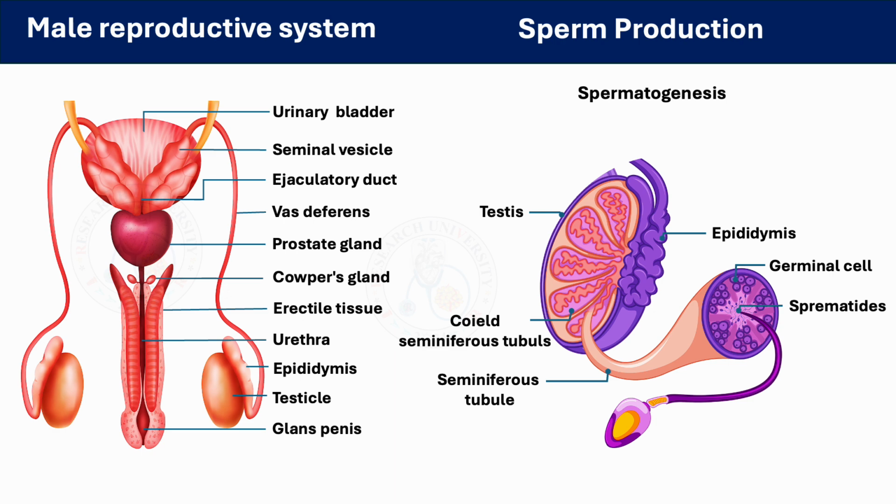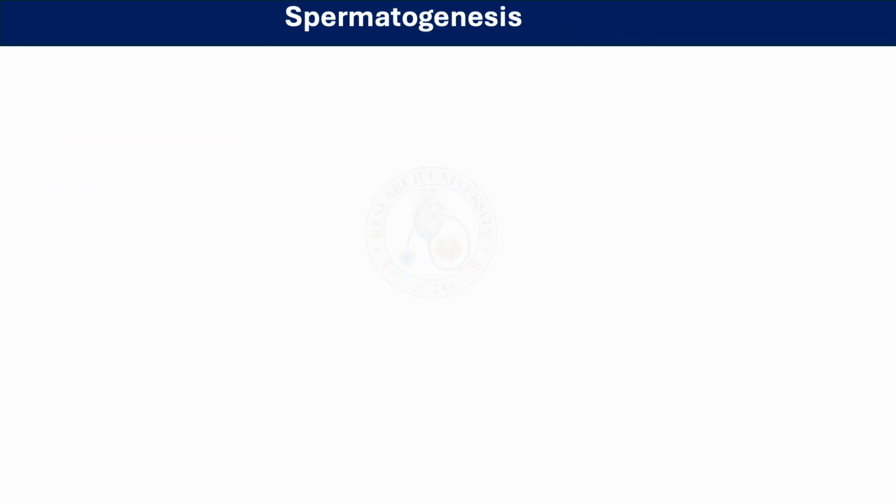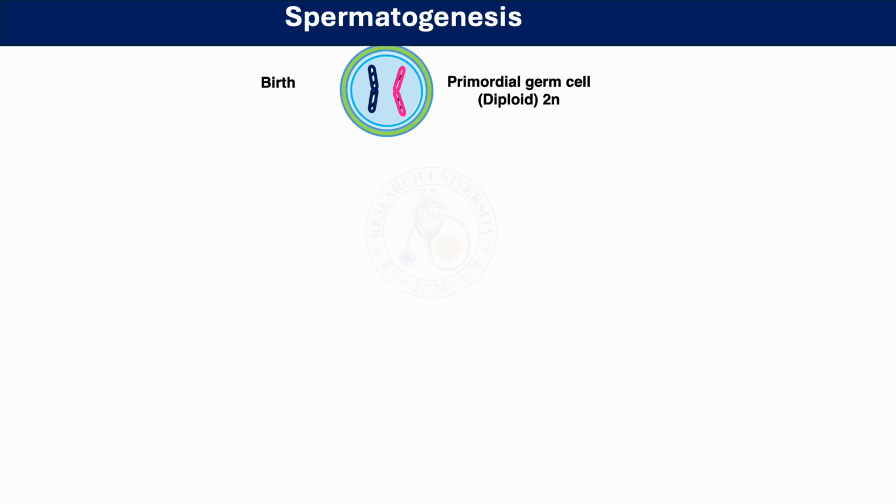The germ cells give rise to haploid spermatozoa. This sperm production takes place inside the seminiferous tubules, which are convoluted clusters of tubules located inside the testes. Normally, the spermatogenesis process begins before birth, with the formation of the primordial germ cells during embryonic development.